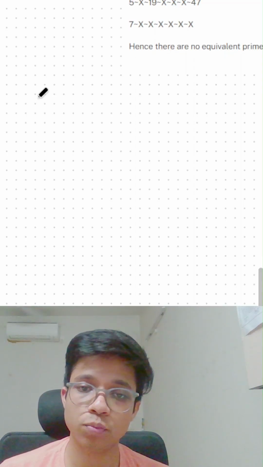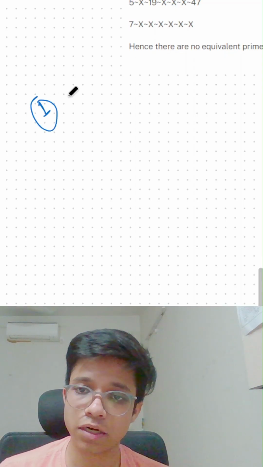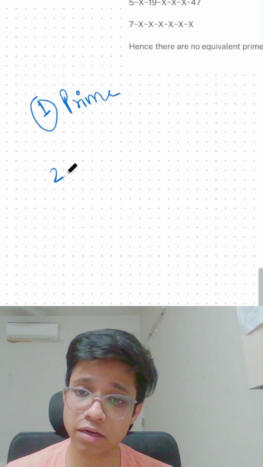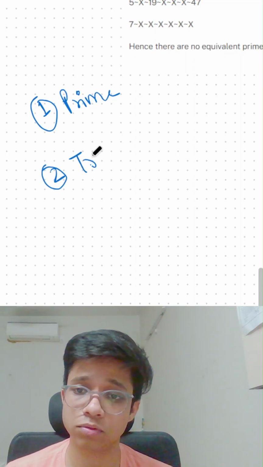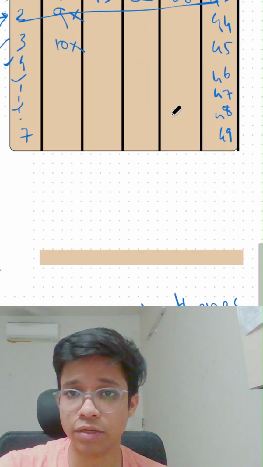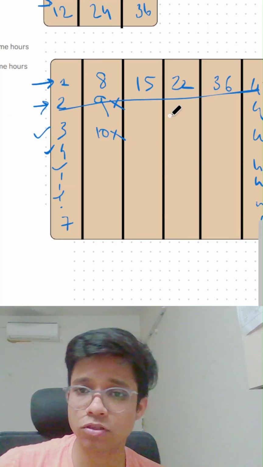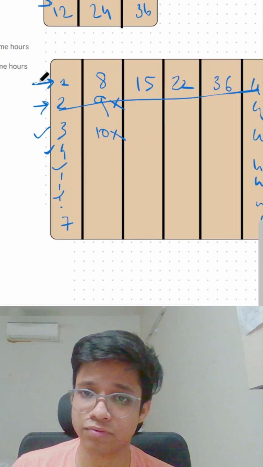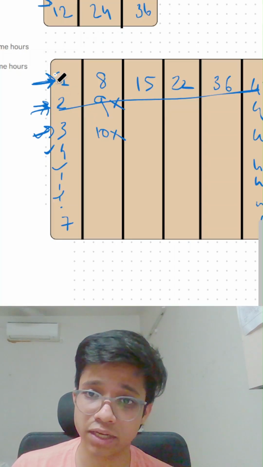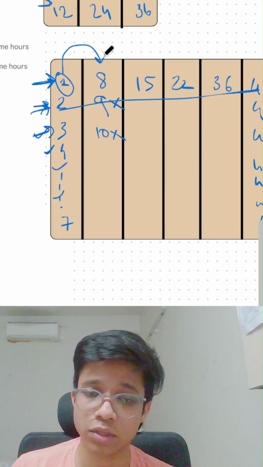So essentially, there are two parts to this problem. The first part being that we need to check if a number is prime. And the second part of this problem is to traverse the input. So the input is going to look something like this. So we need to check if 1, 2, 3, and everything is prime. And then if it is, we are going to jump to the next thing.